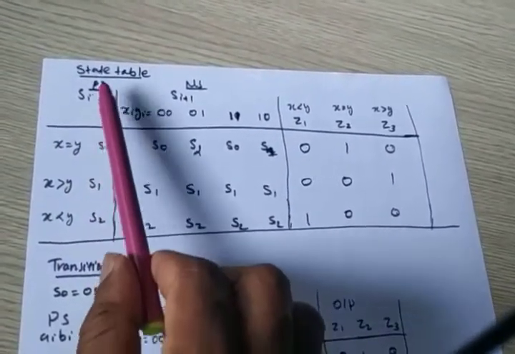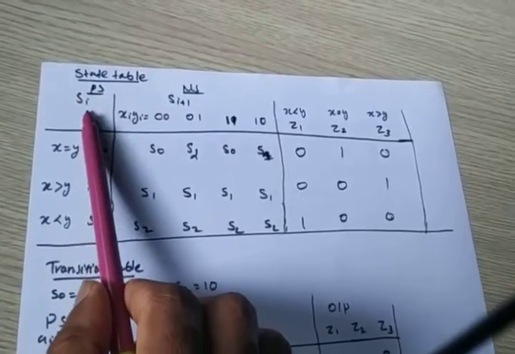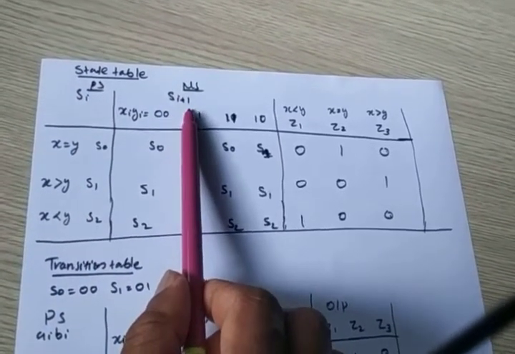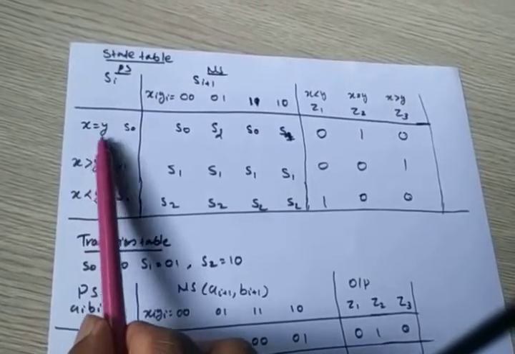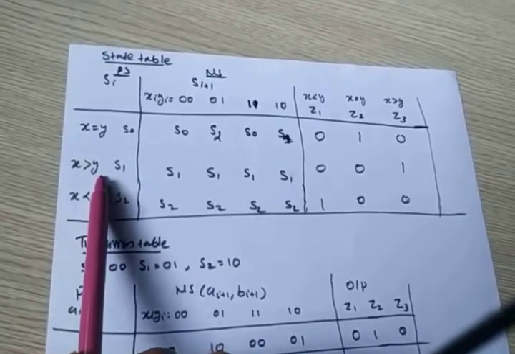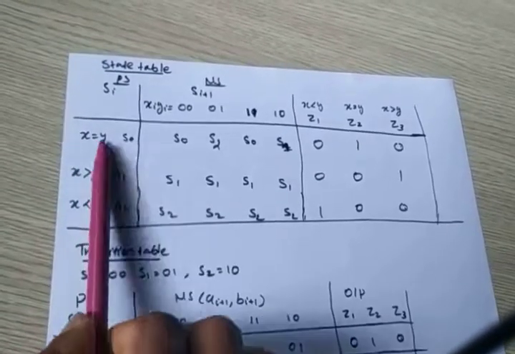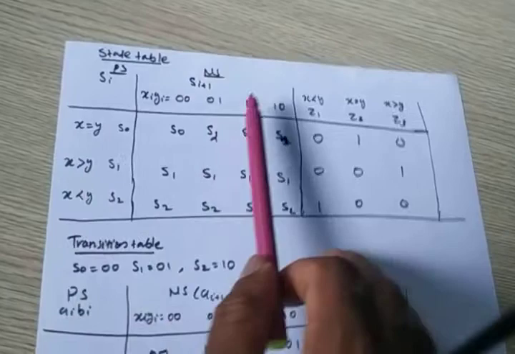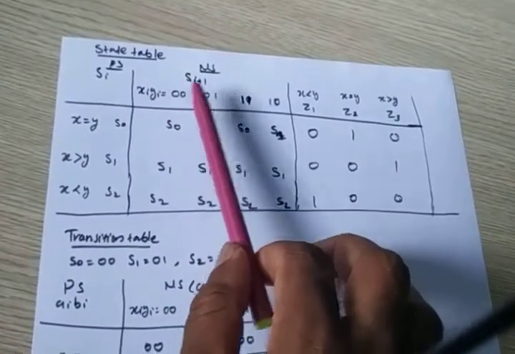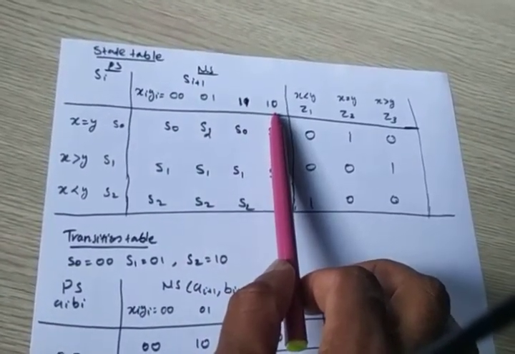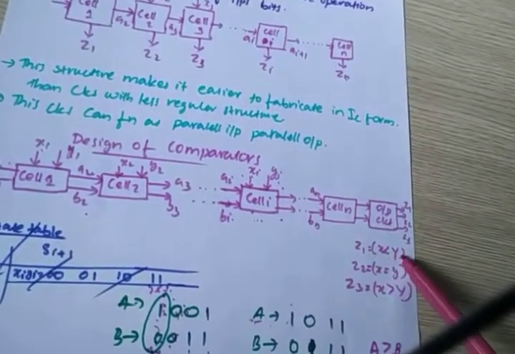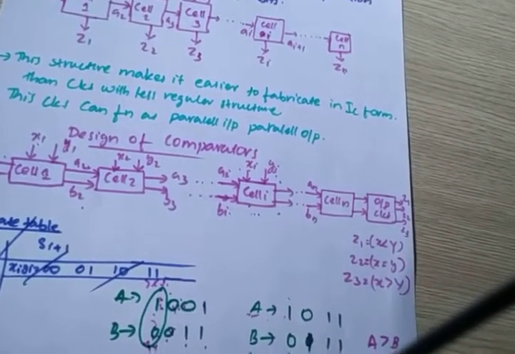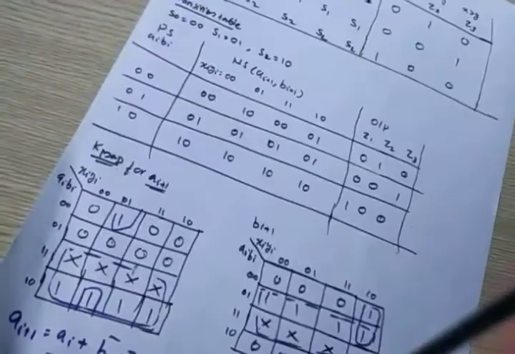First, this present state I represent as Si. Next state is Si plus 1. Suppose the present state of a cell is x equal to y, or x greater than y, or x less than y. Like that the present states. Inputs Xi, Yi are 0 0, 0 1, 1 0, 1 1. Okay, what are the outputs? Z1, Z2, Z3. I told you Z1 is x less than y, Z2 x equal to y, Z3 x greater than y.